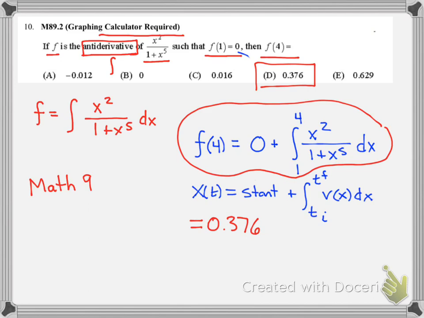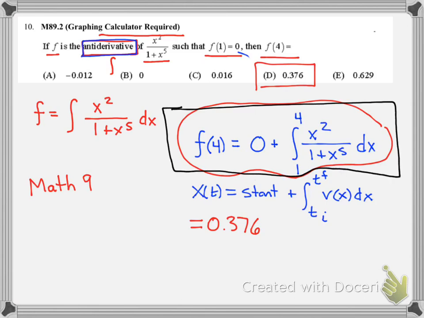Most important things that we reviewed here: the idea that the antiderivative is the same thing as the integral, and this equation right here. I can find a function value at any point that I want, any time or any x that I want, by figuring out where I start and then taking the definite integral from the place that I know, the x value that I know, to the x value that I want.